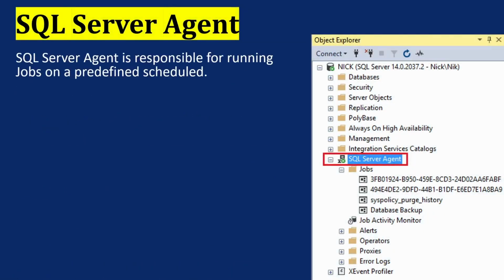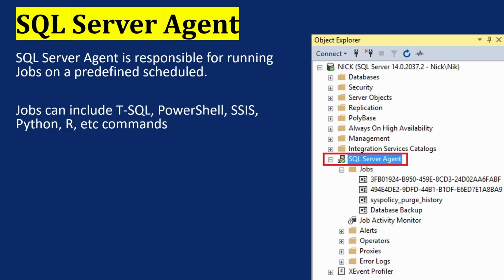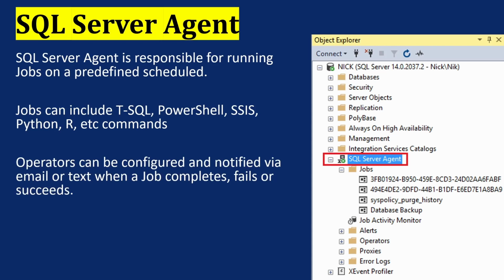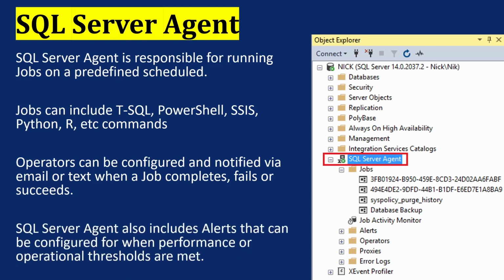SQL Server Agent. SQL Server Agent is responsible for running jobs on a predefined schedule. Jobs can include TSQL, PowerShell, SSIS, Python, R, and many other commands. Operators can be configured and notified via email or text when a job completes, fails, or succeeds. SQL Server Agent also includes alerts that can be configured for when performance or operational thresholds are met. And as you can see on the screenshot over here, I have a SQL Server Agent and I've created a job to do a database backup.